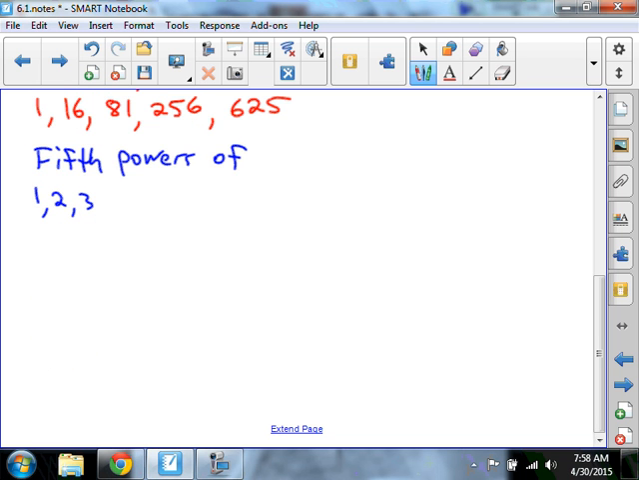So 1 to the fifth is 1, 2 to the fifth is 2 squared squared times 2. It's 32, right? And then 3 to the fourth was 81, and 81 times 3 is going to be 243. Okay. You're not going to have enough time to multiply them on the test, so you need to know them.